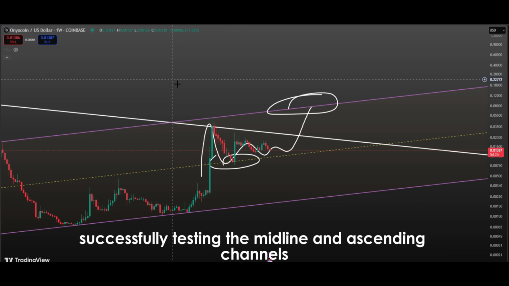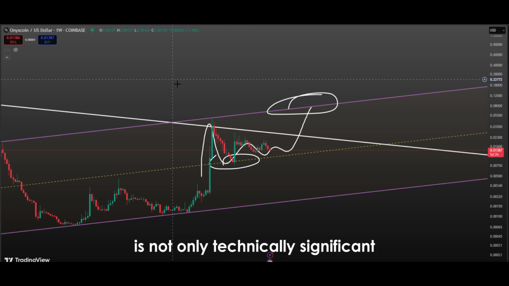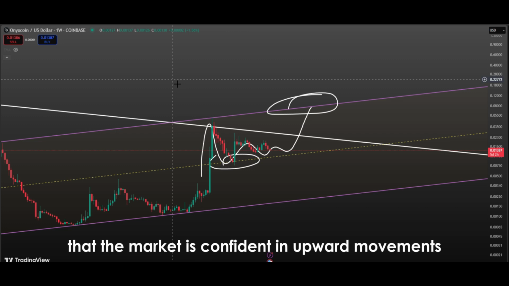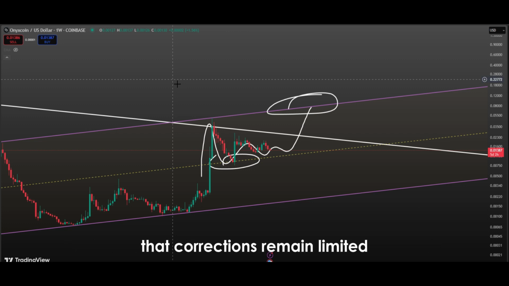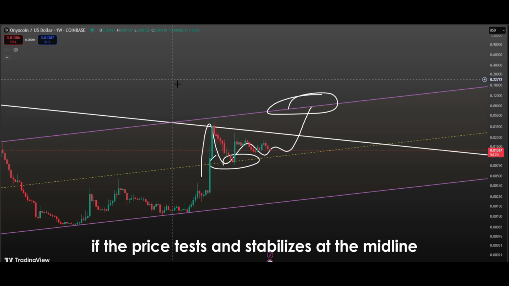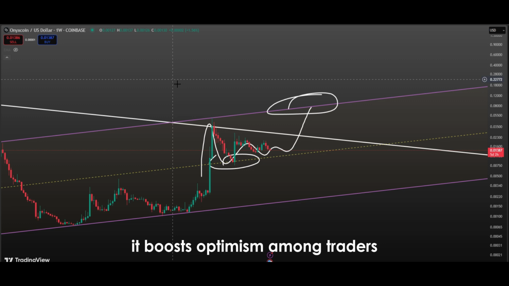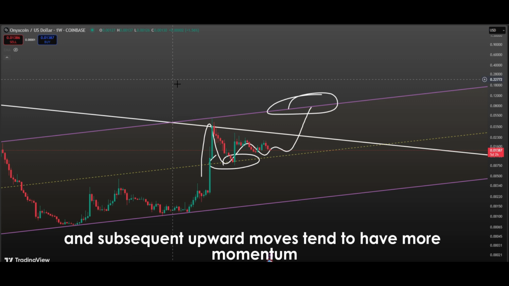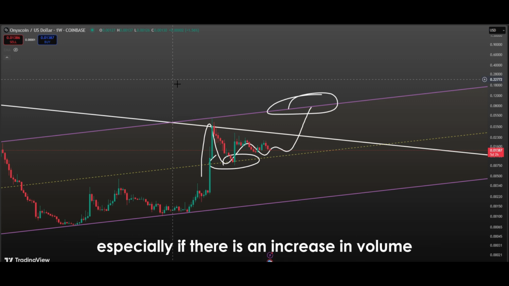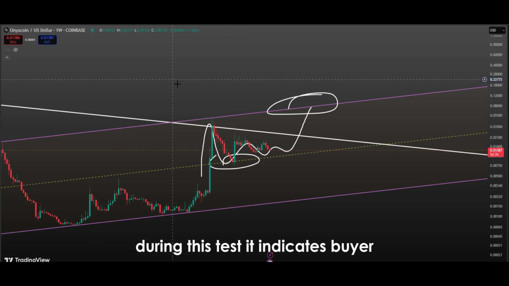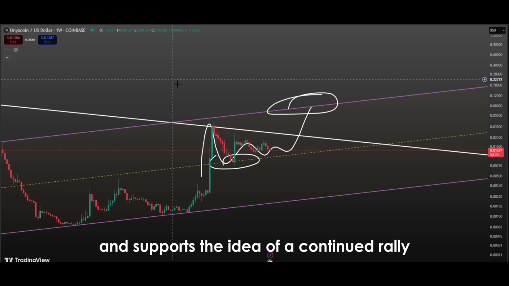Successfully testing the midline in ascending channels is not only technically significant, but also psychologically meaningful. Such a setup shows that the market is confident in upward movements, that corrections remain limited, and that buyers are strong. If the price tests and stabilizes at the midline, it boosts optimism among traders, and subsequent upward moves tend to have more momentum. Especially if there is an increase in volume during this test, it indicates buyer participation and supports the idea of a continued rally.